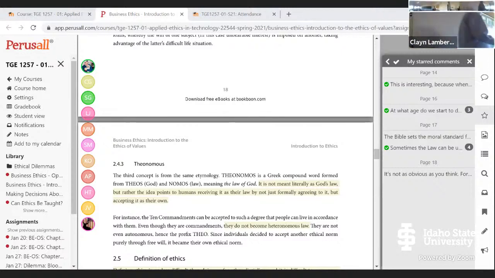Okay, so our moral code will change over time, can change over time, right? What are some of the things that are most likely to cause our moral code to change?